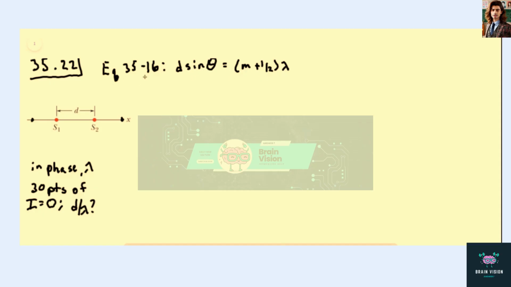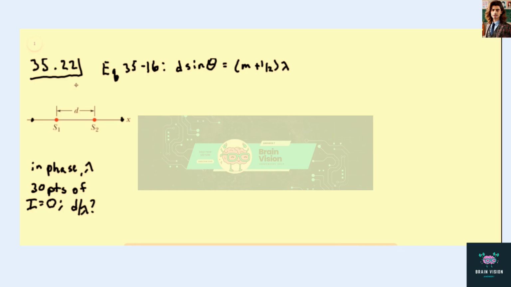So I've gone ahead and written down equation 35-16 here for the minima. We'll be referring to this a little bit. So first we need to think a little bit about what this looks like and count some things, and that'll help us figure out what to do.